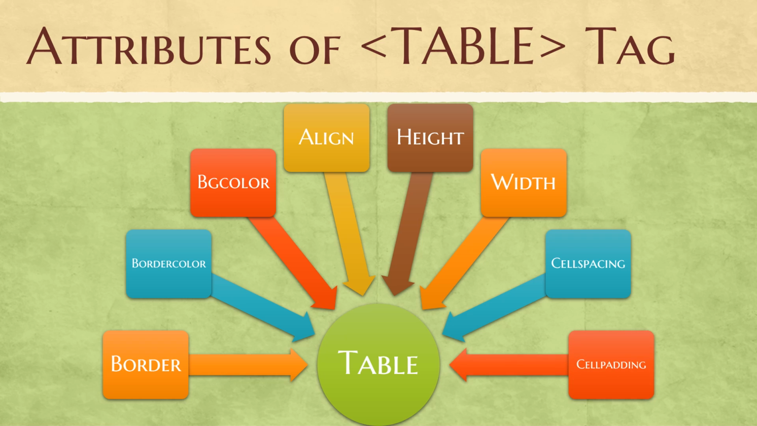Cell padding. The cell padding attribute is used to define the space between the cell border and the text that appears inside the cell. What will be the distance from the border to the text of the cell? That can be defined by using the cell padding option. These values are given in number of pixels.